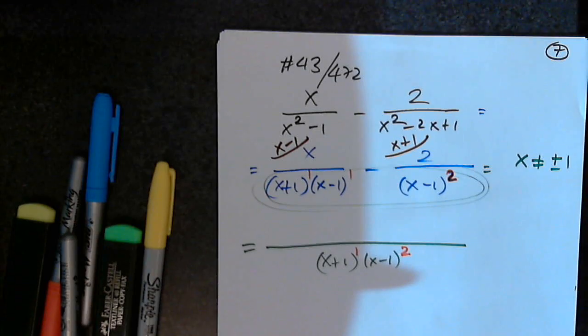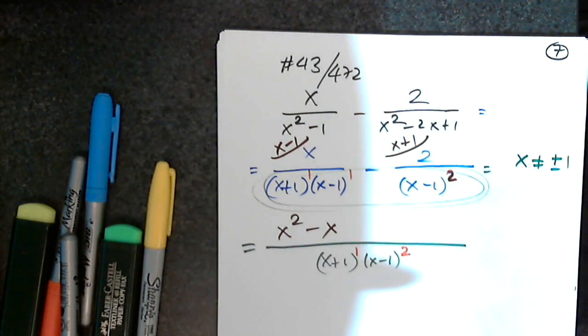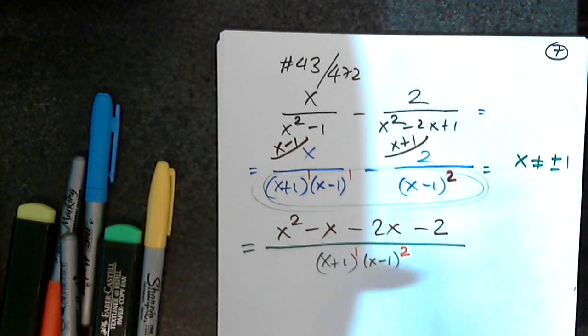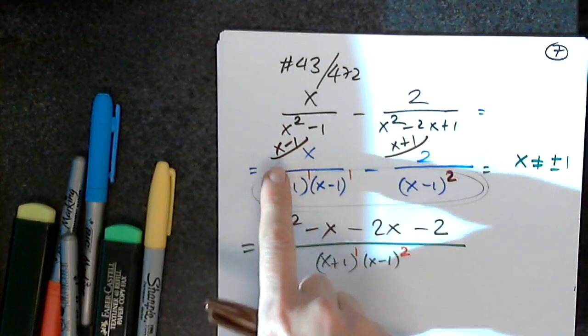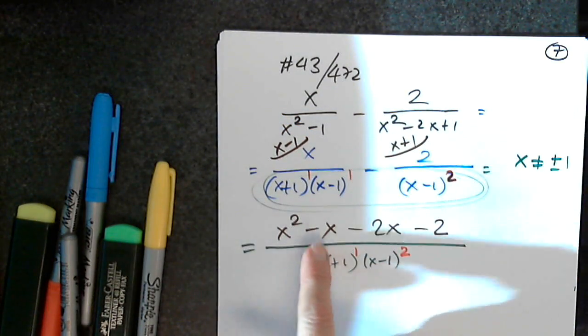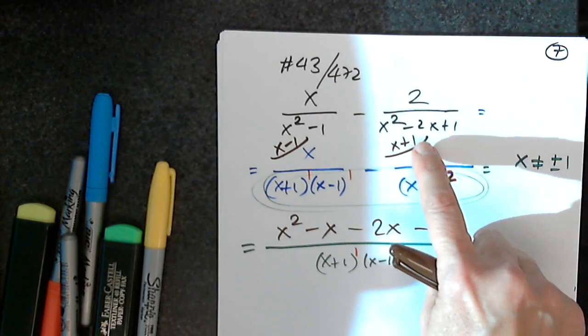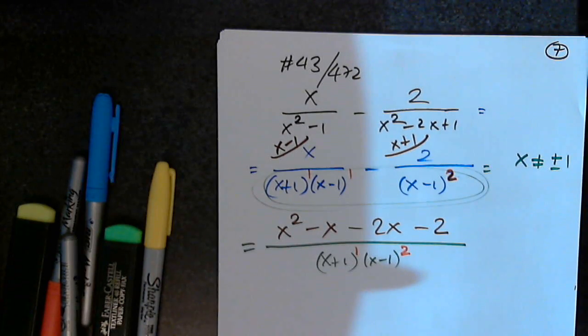Careful. Very good. Yes? Very good. Excellent. Do you all agree with x squared minus x minus 2x minus 2? One more time. x times x is x squared. x times negative 1 is negative x. Negative 2 times x is negative 2x. Negative 2 times 1 is negative 2. Do we agree?